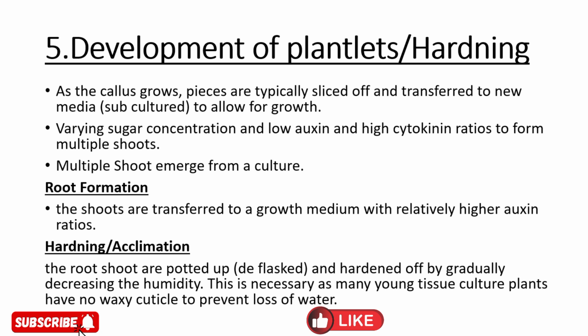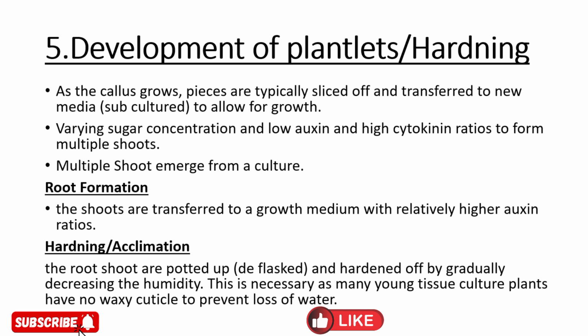The fifth and last step in plant tissue culture is development of plantlets, also known as hardening. As the callus grows, pieces are typically cut off and transferred to new media, called subculture, to allow for growth, so it may be multiplied. Varying sugar concentration, low auxin and high cytokinin ratio form multiple shoots. So multiple shoots basically emerge from a culture. For root formation, the shoots are transferred to a growth medium with a relatively higher auxin ratio. It produces root formation. Hardening means the roots and shoots are potted up.